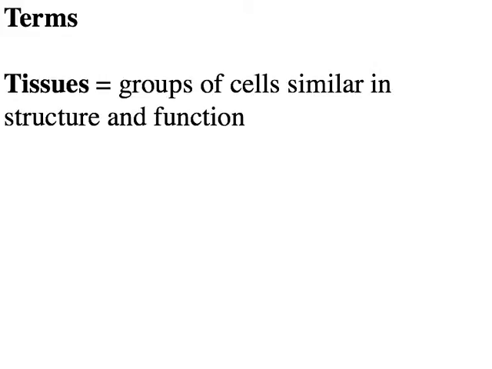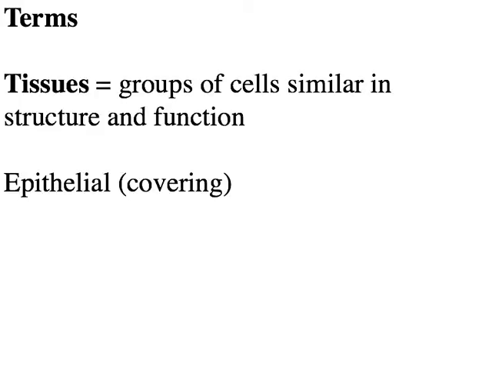So let's start with our terminology. Tissue is defined as a group of cells similar in structure and function. Histology is the study of these tissues. There are 4 types of tissues, and the keywords associated with them are also shown here. Epithelial tissue, the keyword is covering. Connective tissue, the keyword is support.